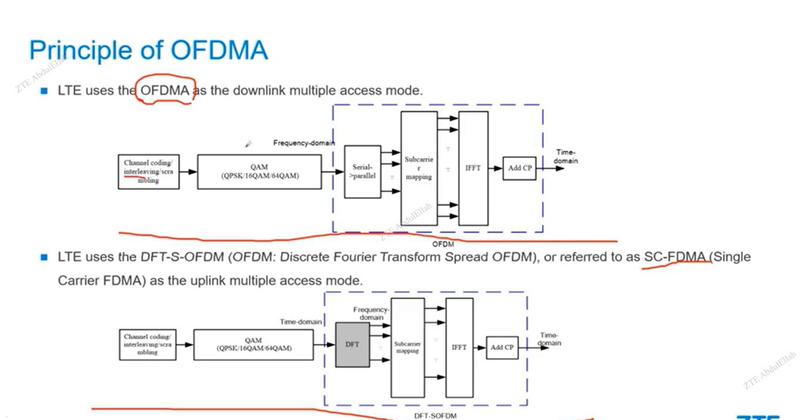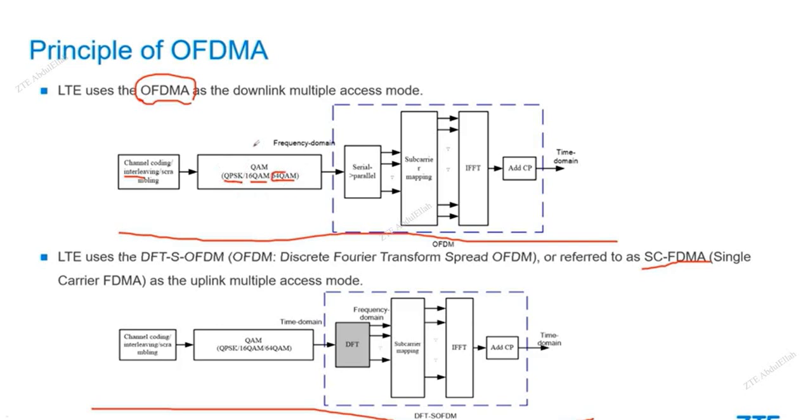After that is modulation. In LTE, modulation can support QPSK, 16-QAM or 64-QAM. Different modulation is chosen based on the environment. That means if your environment is good, you can choose 64-QAM modulation. If the environment is not good, you can only choose QPSK. Of course, the higher order modulation can give you a higher data rate.